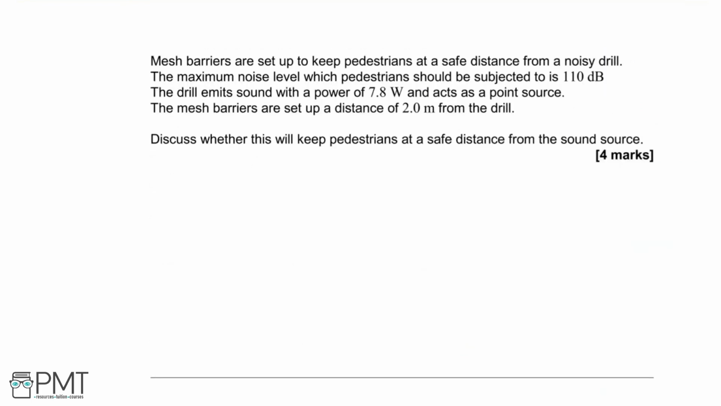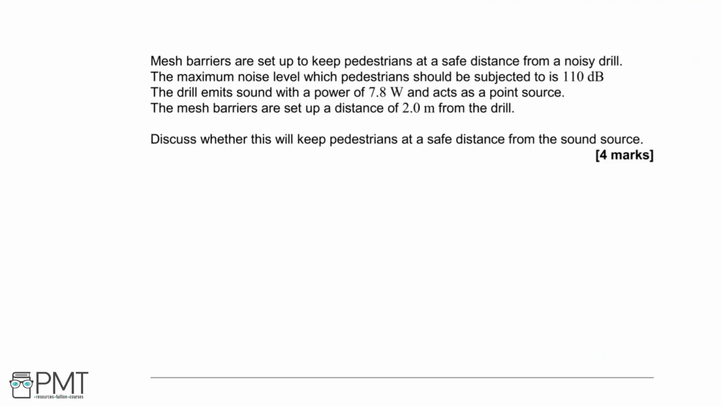Mesh barriers are set up to keep pedestrians at a safe distance from a noisy drill. The maximum noise level which pedestrians should be subjected to is 110 decibels. The drill emits sound with a power of 7.8 watts and acts as a point source. The mesh barriers are set up a distance of 2.0 meters from the drill. Discuss whether this will keep pedestrians at a safe distance from the sound source.